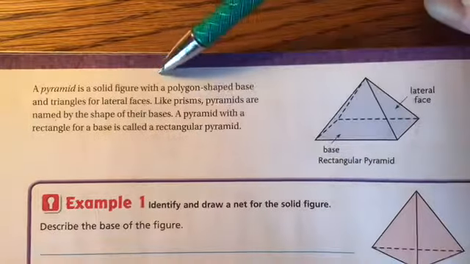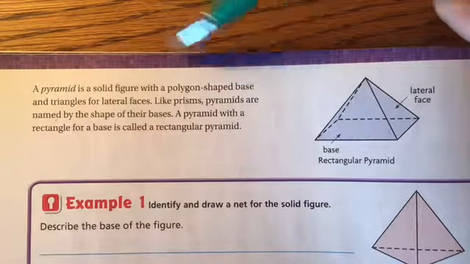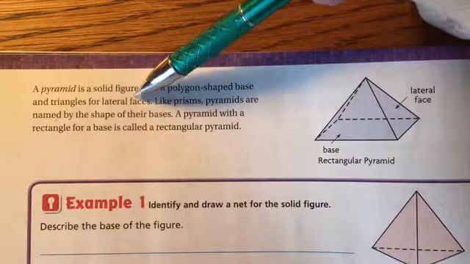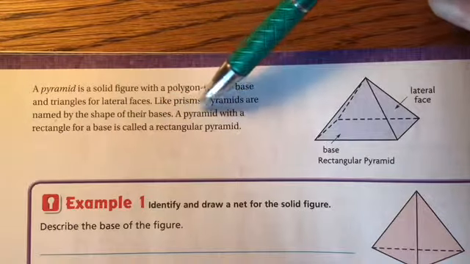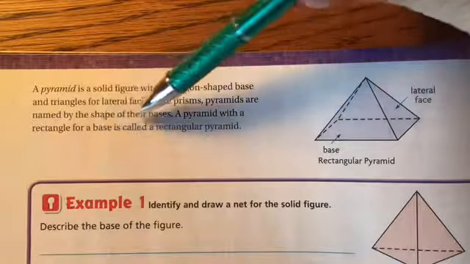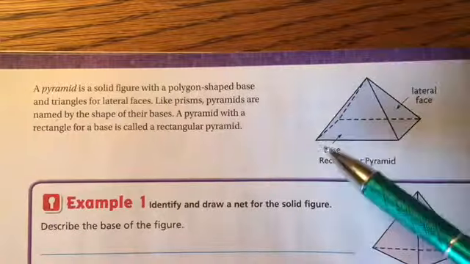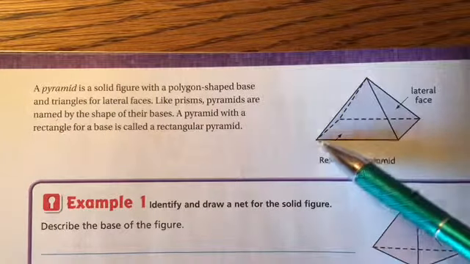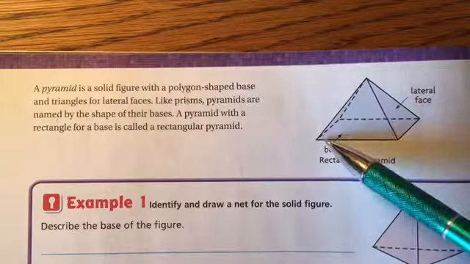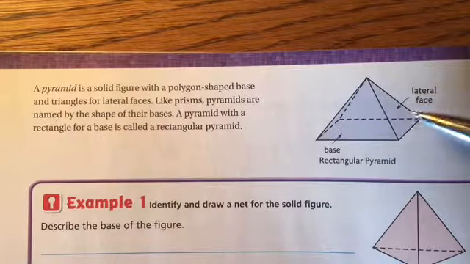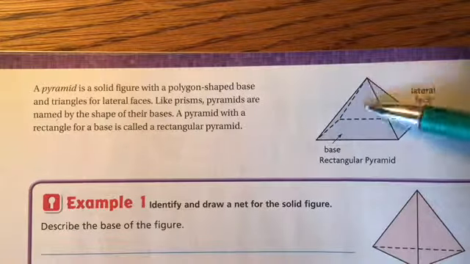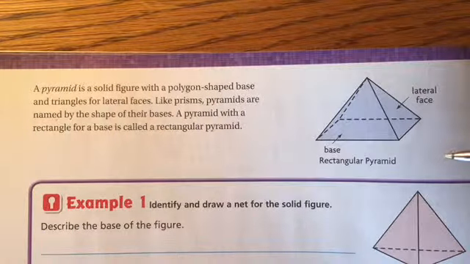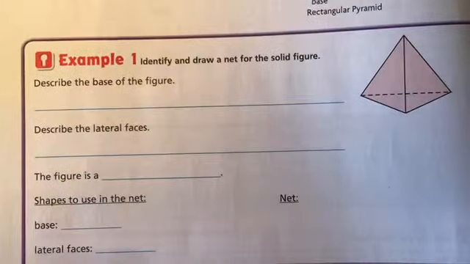So a pyramid is a solid figure with a polygon-shaped base and triangles for lateral faces. Like prisms, pyramids are named by the shape of their bases. A pyramid with a rectangle for a base is called a rectangular pyramid. As you can see underneath here, this is what it would be sitting on, its base. That's a rectangle. Then it would have 4 sides. You can't really see them all, you can only see 1, 2, but there would be 1 off the side and 1 in the back, for 4 triangular lateral faces. So let's take a closer look here.